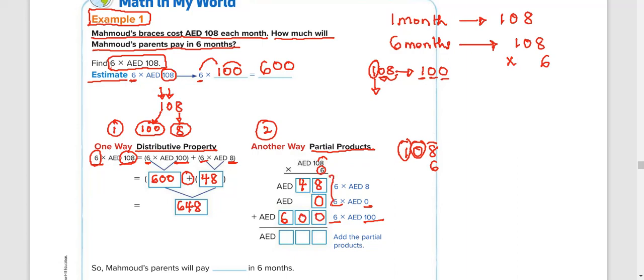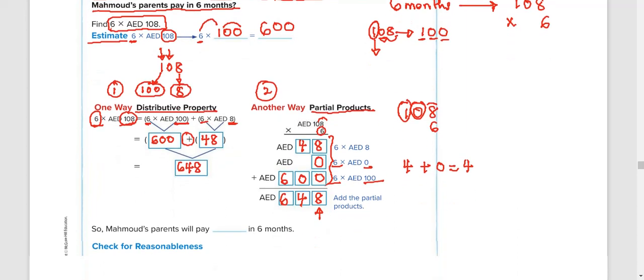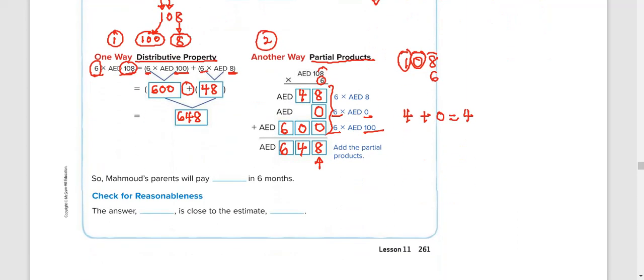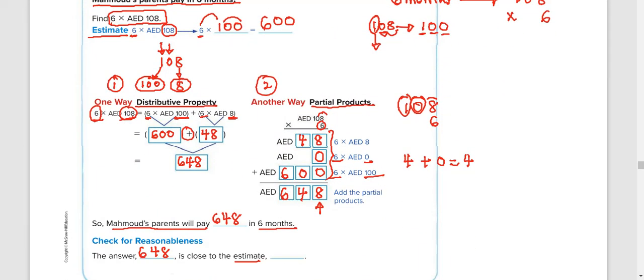You add all these numbers together, starting from the ones place. 8 plus 0 plus 0 is 8. 4 plus 0, remember any number added to 0 will still give you the number. So that's why this is 4 and 6. So using 2 different methods, we get the same answer. So finally, Mammoth's parents will pay 648 in 6 months, which is our answer. 648 is close to the estimate. In the estimate we got 600.